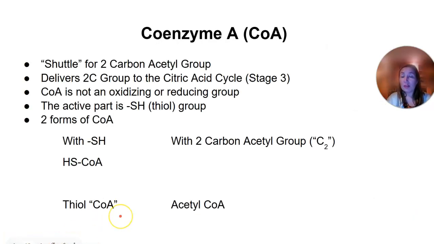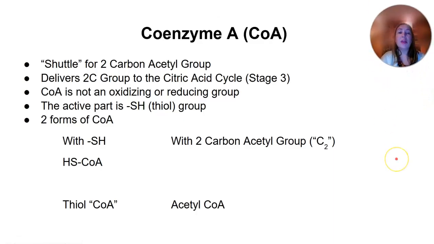So what about coenzyme A? It's pretty special, so we need to dive into it. Coenzyme A is really a shuttle for this 2-carbon acetyl group. So we really refer to this acetyl group as a 2-carbon group, or even as C2. So what does coenzyme A do? It delivers this 2-carbon group to the citric acid cycle, to stage 3. So we've just finished stage 2, and we are moving on to stage 3. And coenzyme A is a big part of getting from 2 to 3, about shuttling this 2-carbon group from stage 2 to stage 3.